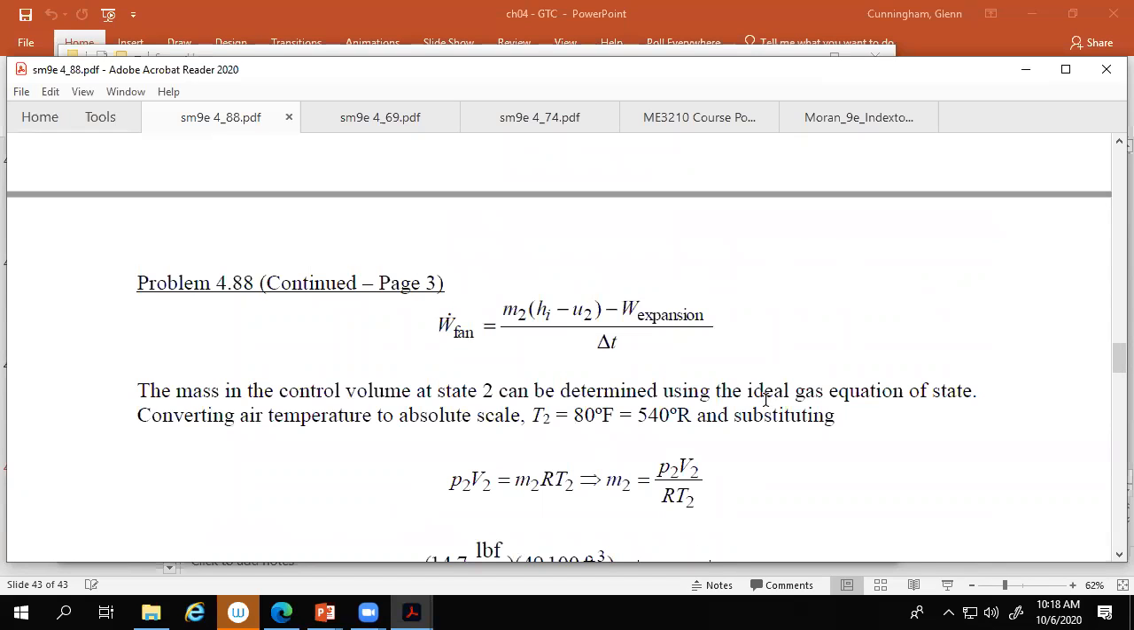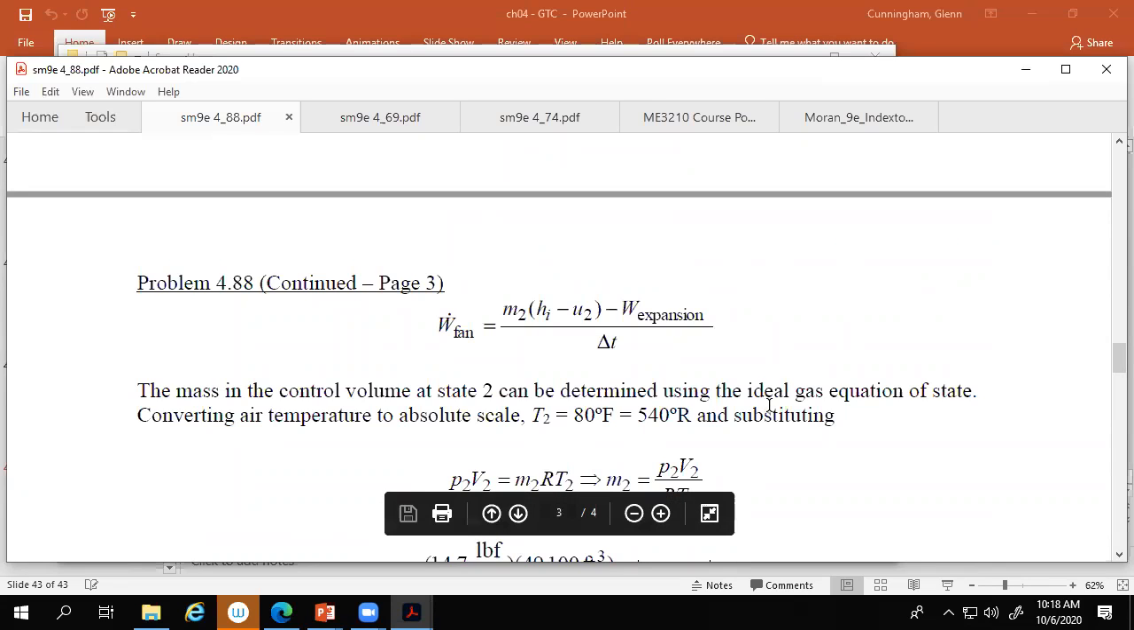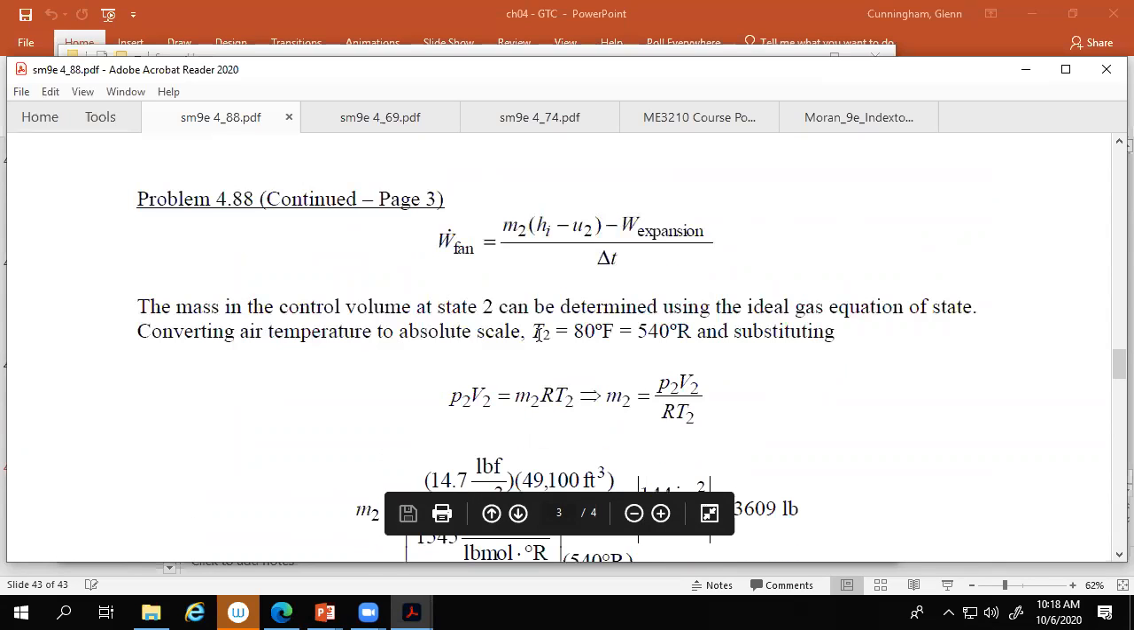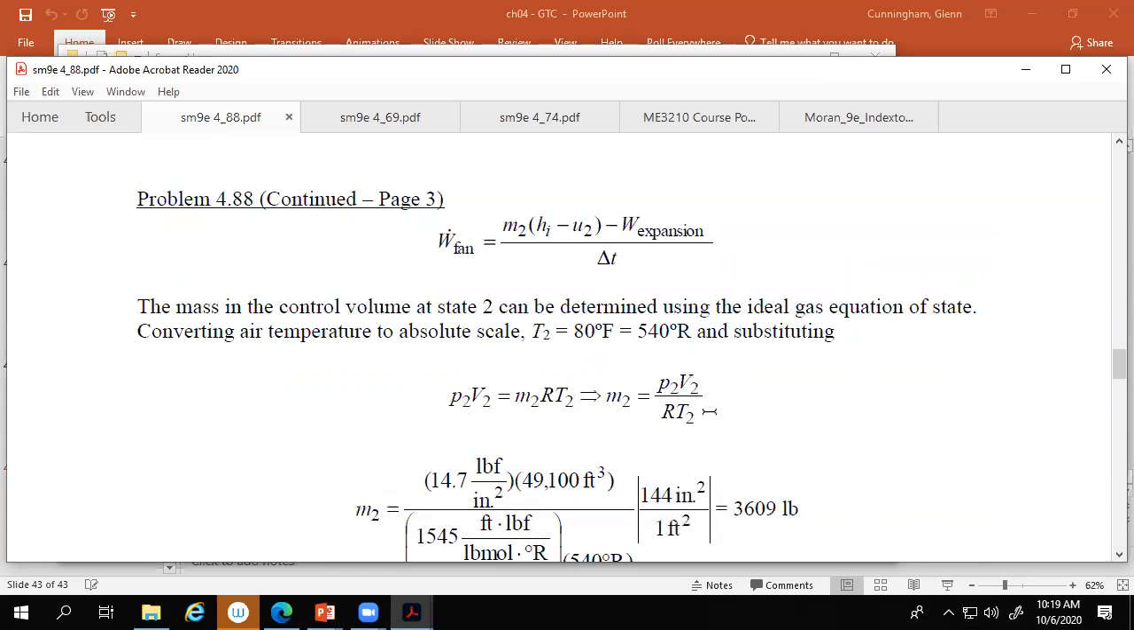And now we have to figure, I guess, what do we got? We got to figure the mass at 2, which we don't know. We know a volume at 2. And so just the old ideal gas law, P total volume equals M R temperature. So you apply it at state 2. So we got P2 volume 2 over specific gas constant T2.